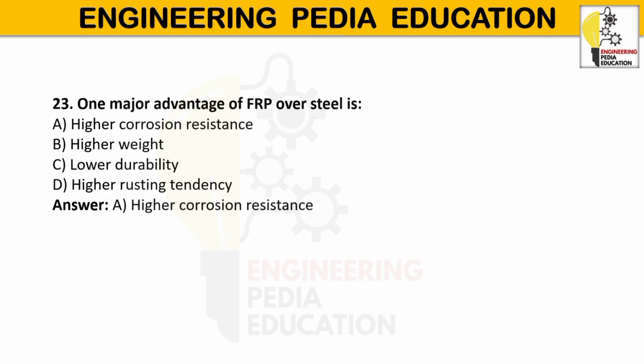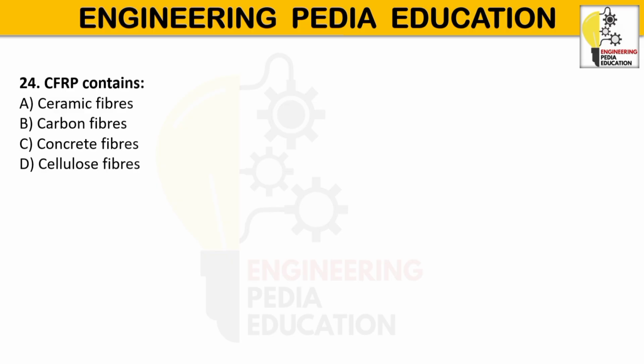What is the full form of FRP? Fiber reinforced polymer. Which material is lighter, FRP or steel? FRP is much lighter. Which material has better corrosion resistance? FRP has better corrosion resistance. Used in traditional reinforced concrete: steel.